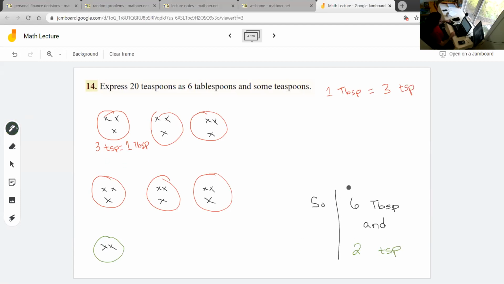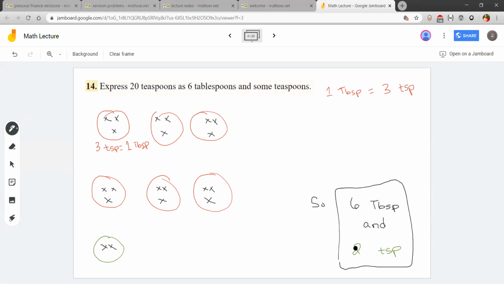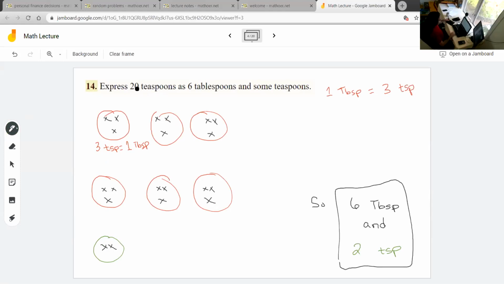If you don't like the diagrams, don't do the diagrams. Do 20 divided by 3 is 6 with a remainder of 2 and get it that way. But people tend to not like long division with remainders and think that this is nicer. Whatever works for you.